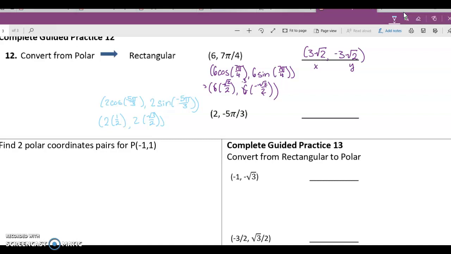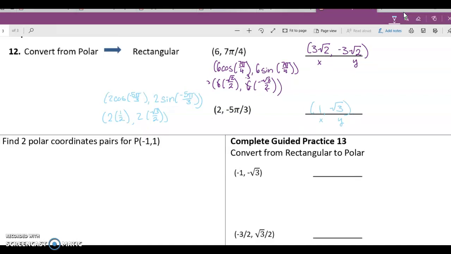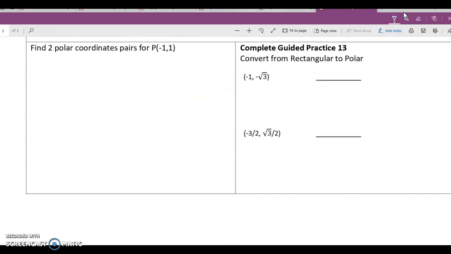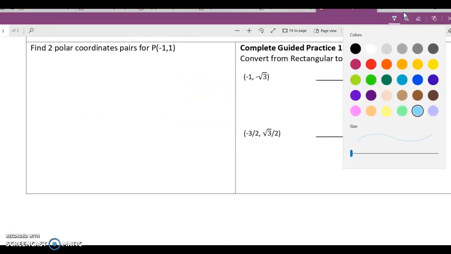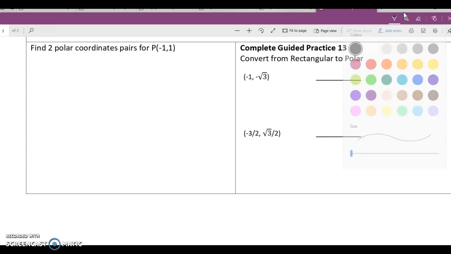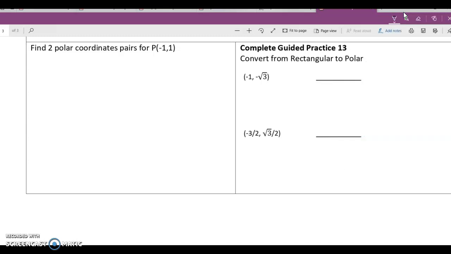The 2's all cancel, so my final answer is 1, comma, square root of 3. This gives me an x and a y. So now we've gone from polar to rectangular. Now we're going to go from rectangular to polar.